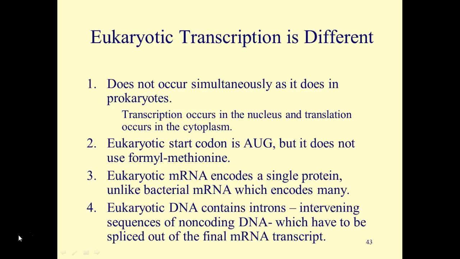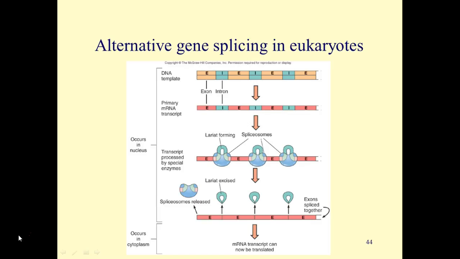Eukaryotic DNA also contains intervening sequences of non-coding DNA, which are called introns. And these introns have to be spliced out of the final messenger RNA transcript. And they can be alternatively spliced. So splicing of one sort can yield one protein, and then splicing in another direction can yield another protein.